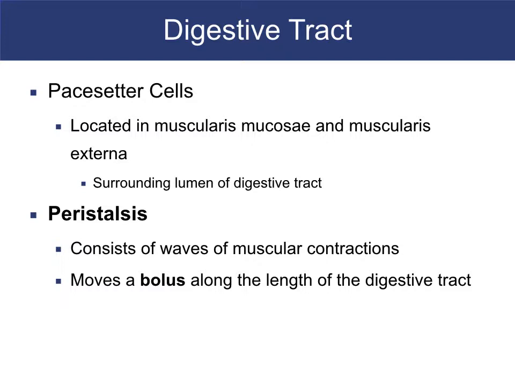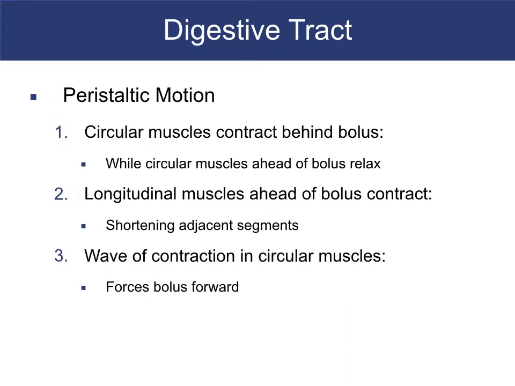Pacemaker cells or pacesetter cells, I don't know what they are. I don't know where they're found. Obviously, they're found in the layers of the muscle, but I think that's malarkey. Peristalsis is this system of pushing a bolus of food on down the stream. I think I have a couple of pictures here. Peristalsis consists of these waves of muscular contractions that move a bolus of food or intestinal contents on down the length of the small intestine.